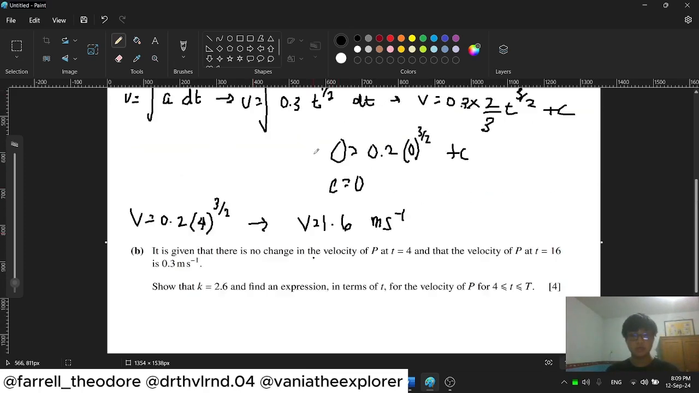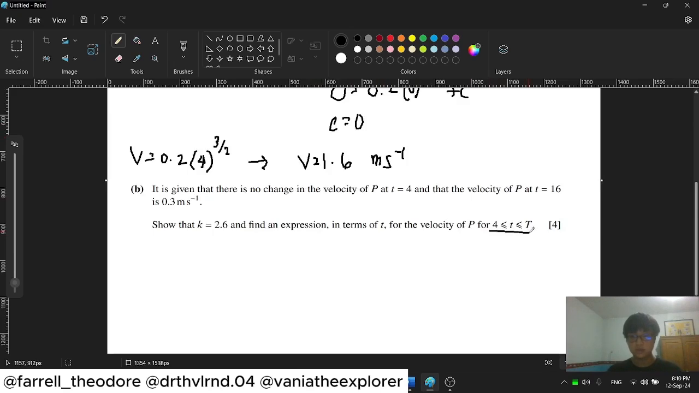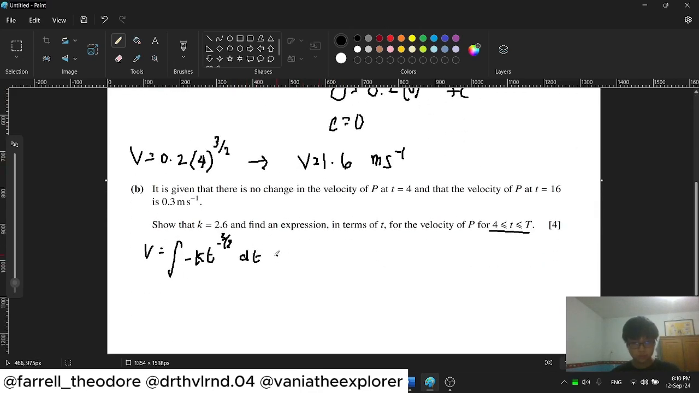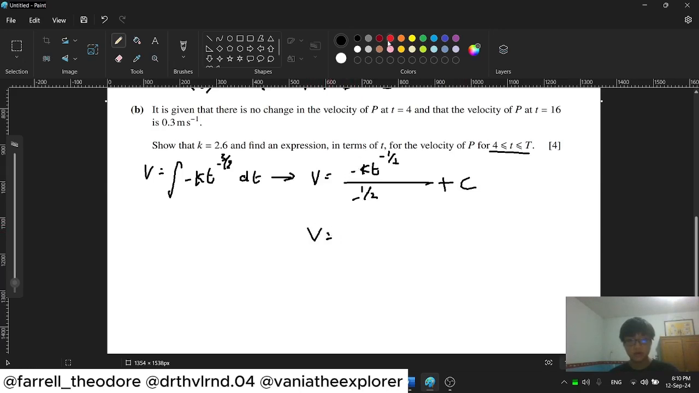And again, we will be integrating the second equation now because it is greater than 4 and less than T. So v is equal to the integration of negative kt to the power of negative 3 over 2 with respect to time. This becomes v is equal to negative kt to the negative half divided by negative half plus c. You can cross out the negatives, so v is equal to 2kt to the negative half plus c.